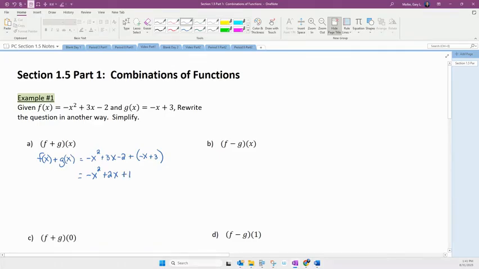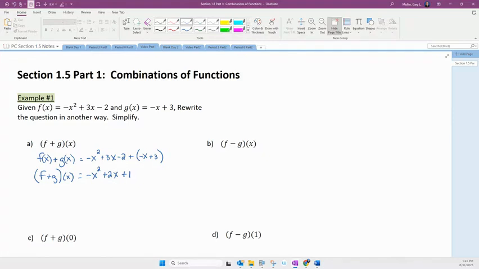So this is f plus g. That's the new name of it, f plus g. Stupid name, but there it is. Instead of calling it h of x, or j of x, or anything else of x, we're just telling you where it came from, f plus g of x. All right, so the rest of this should be pretty straightforward.